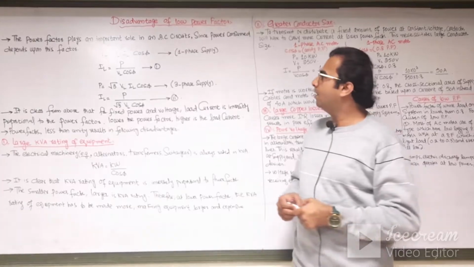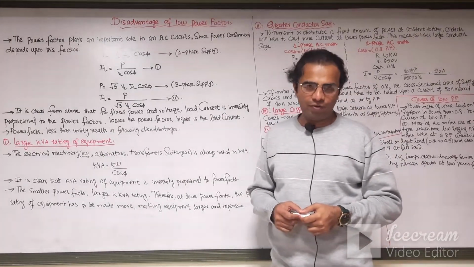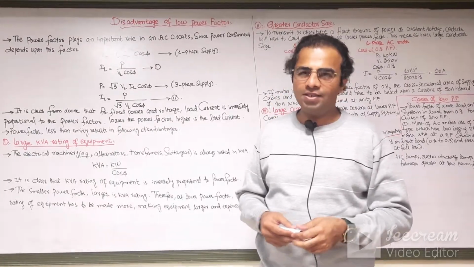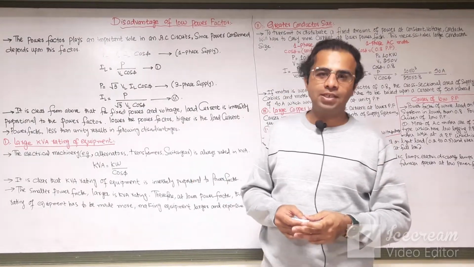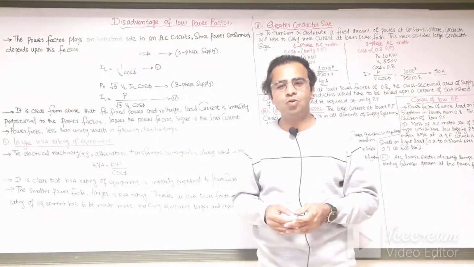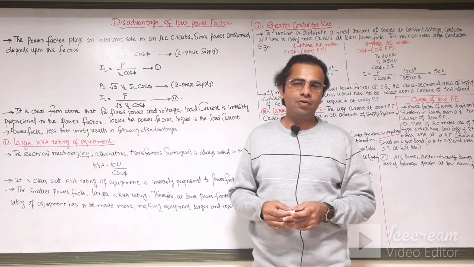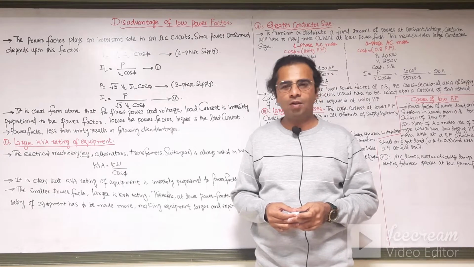Today we are discussing the disadvantages of the low power factor. In the previous videos we have discussed what the power factor is. Is the cosine phi angle between the voltage and current called the power factor, or is it the ratio of the resistance over impedance, or the ratio of the active power, true power, over the apparent power?